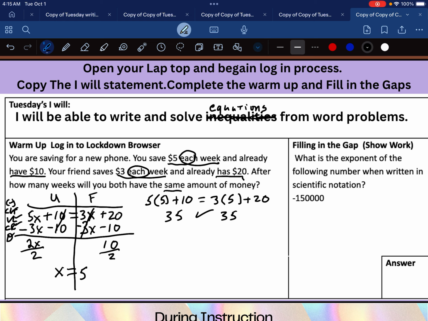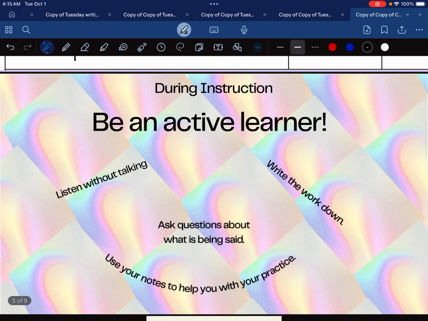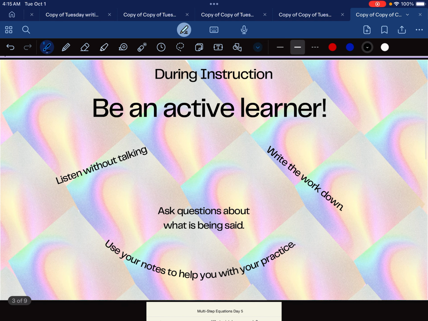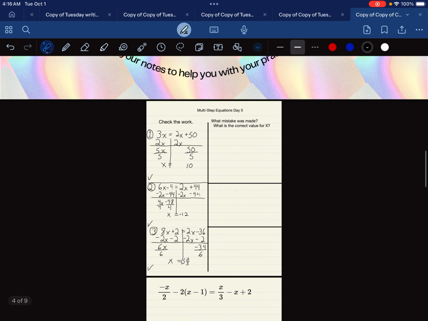Don't forget to write down your I will statement and work your filling in the gaps question. Remember to be active learners during instruction. Listen without talking. Write down your work. Use your notes to help you with your practice. All right, here we go.